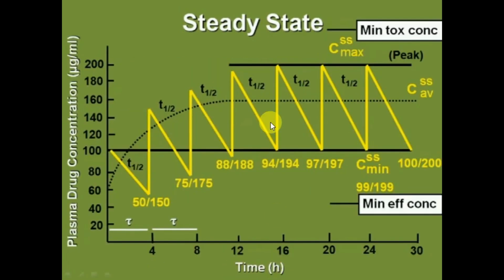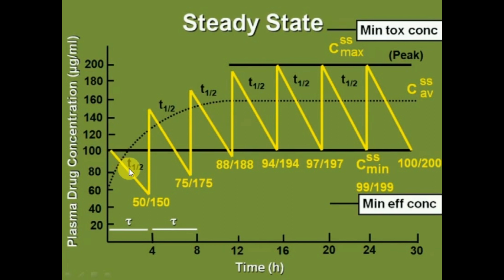Here the concept of steady state is illustrated with the help of a graph. The graph is plotted between time on the x-axis and plasma drug concentration in microgram per ml on the y-axis. For example, you administer a drug of 100 microgram per ml. Its half-life is 4 hours.